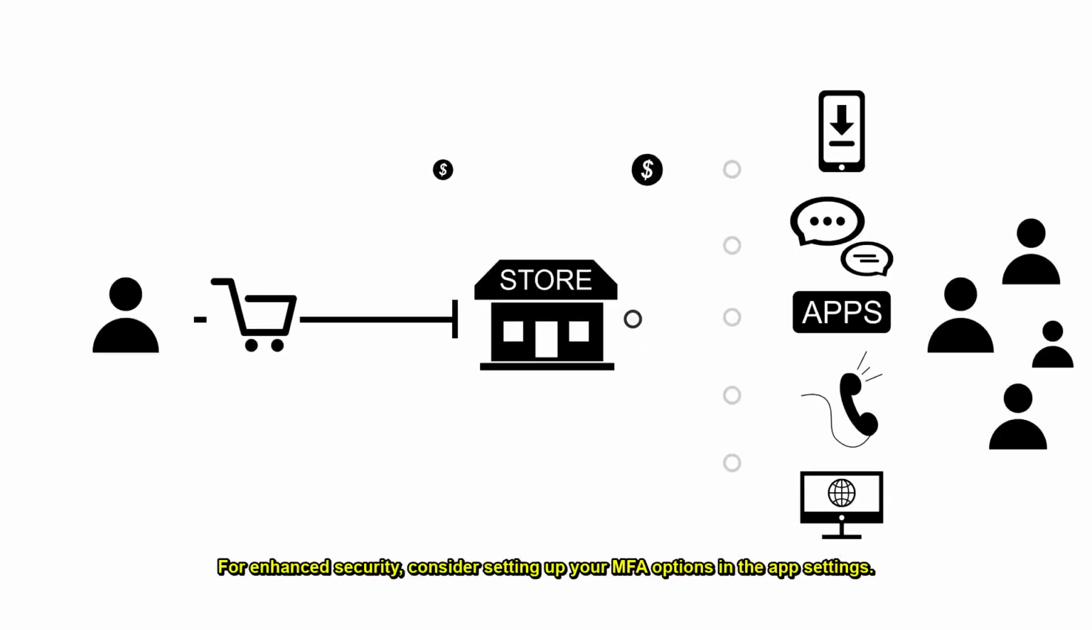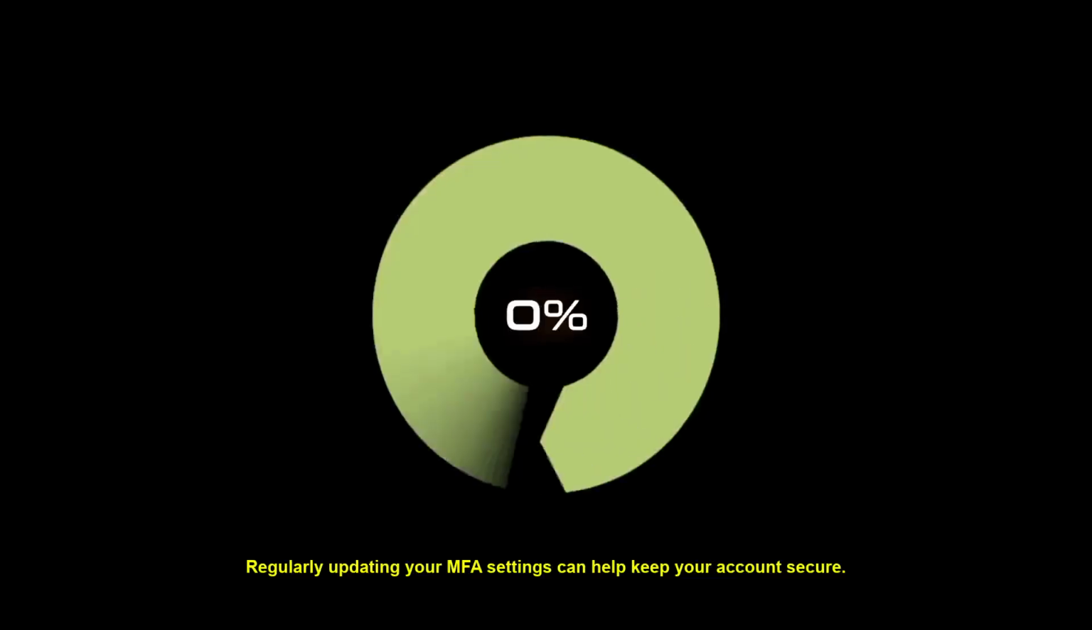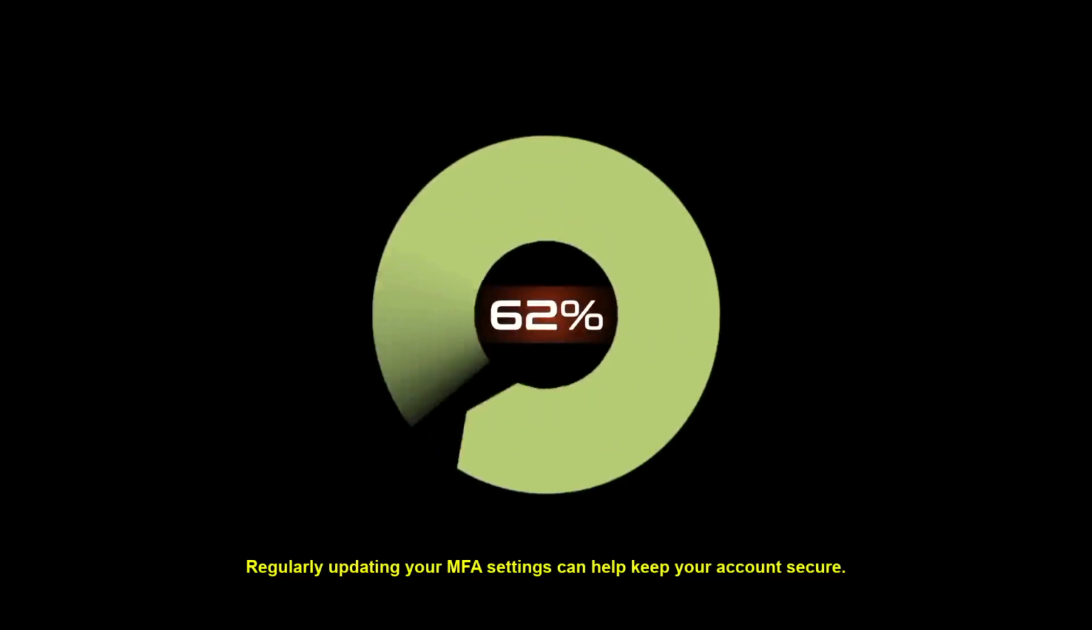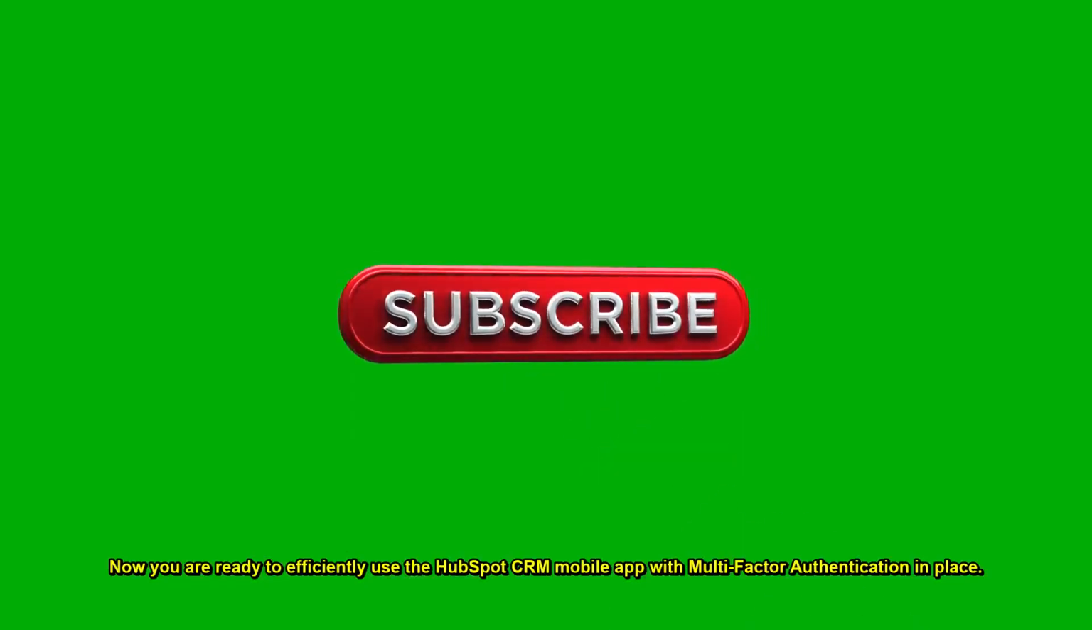For enhanced security, consider setting up your MFA options in the app settings. Regularly updating your MFA settings can help keep your account secure. Now you are ready to efficiently use the HubSpot CRM mobile app with multi-factor authentication in place.